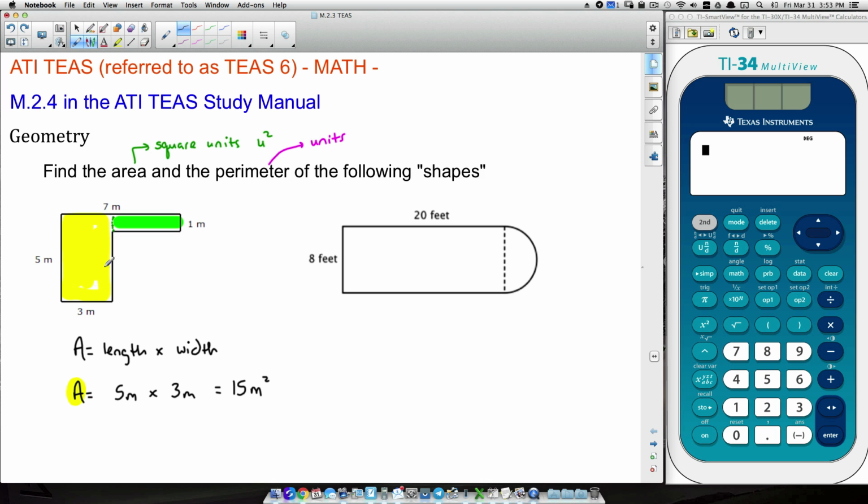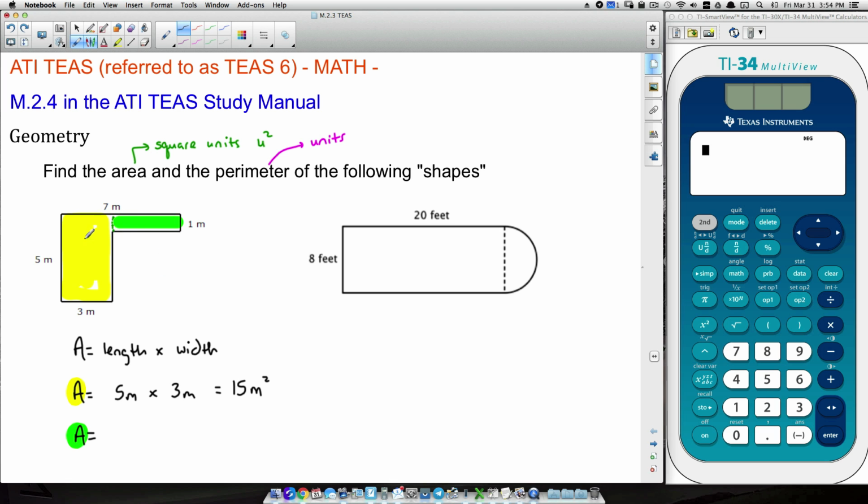Now that is only the area of this yellow piece. We have to come back and find the area of the green piece as well, because we have 2 pieces that make up this. Think of this as like a living room and like a hallway or something like that, and you want to put carpet in it. All right, so if you want to lay carpet, you need like square meters or square feet or whatever when you go shopping for it.